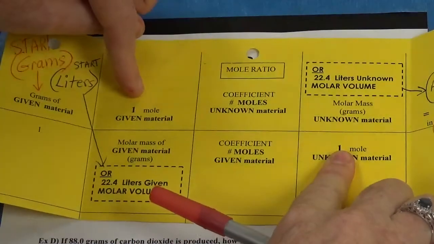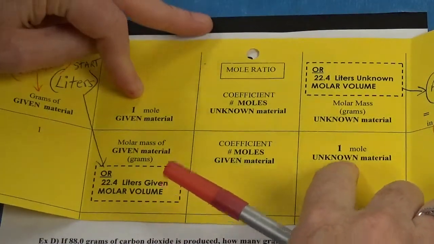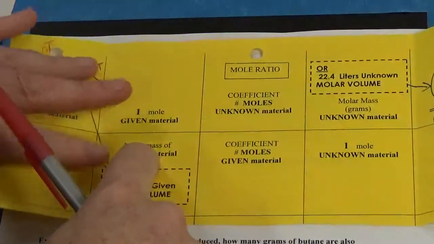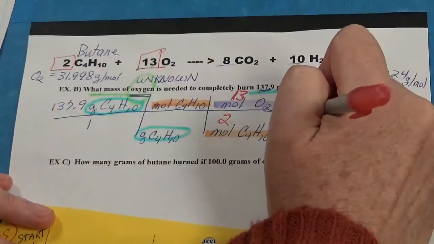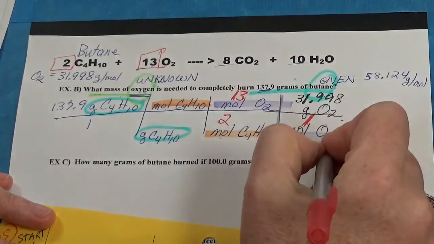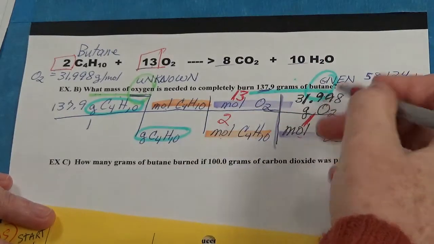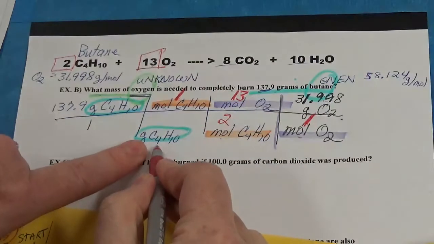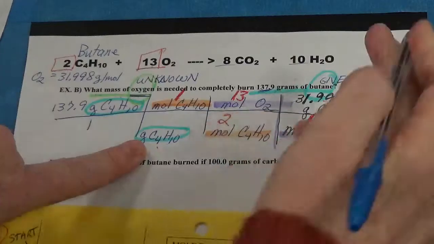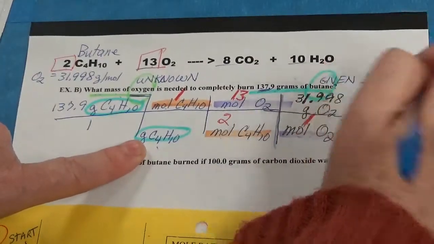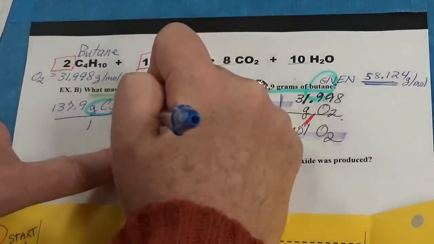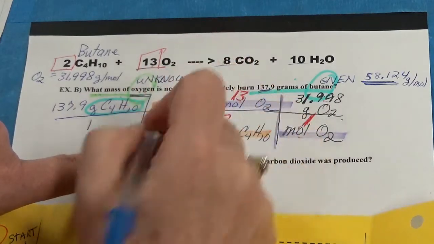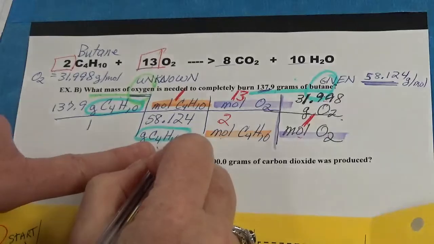Notice 1 and 1. Okay, 1 mole of unknown is equal to its molar mass. 1 mole of the given is equal to its molar mass. That is why we have 1 here, because 1 mole of oxygen has this many grams of oxygen. And here, 1 mole of butane. Oh, we didn't put the mass in yet, no problem. We'll go to our calculation answer, 58.124 grams of butane. That is correct.